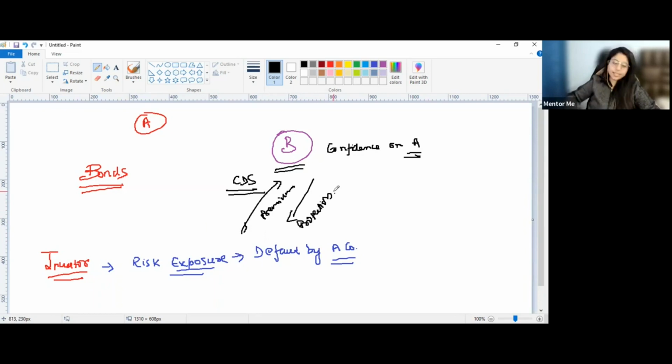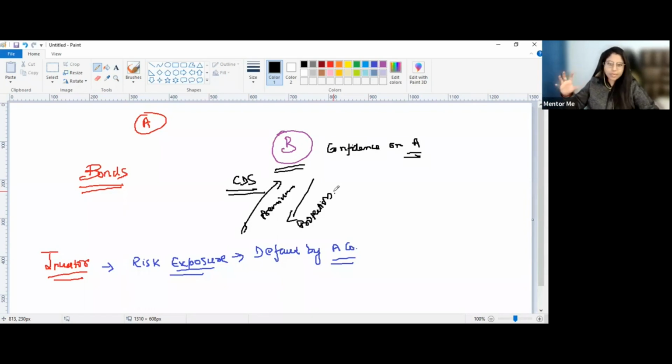That is, in case a company defaults, I will not let you suffer. I will guarantee you your losses in case a company defaults. ठीक है, तो हुआ क्या था?